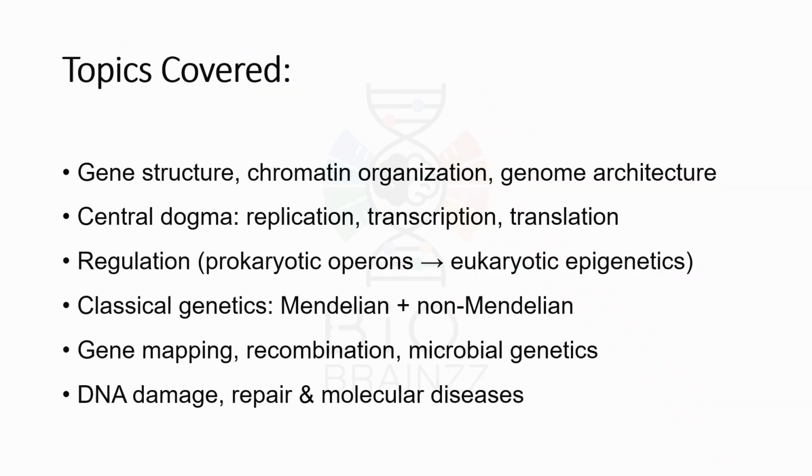Unit overview. It includes gene structure, chromatin organization, central dogma, gene regulation, Mendelian and non-Mendelian genetics, microbial genetics, and DNA repair mechanisms. So basically, it covers everything from DNA structure to genetic diseases. You should use the slide as a checklist. While studying, always keep track of whether you have covered each topic properly.